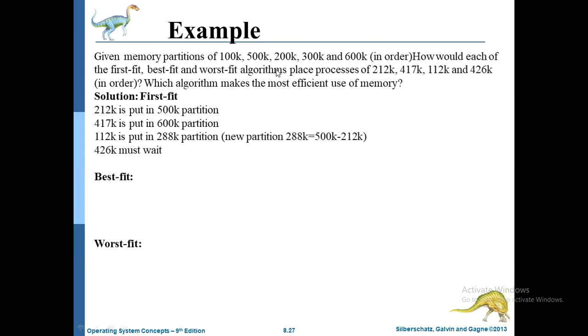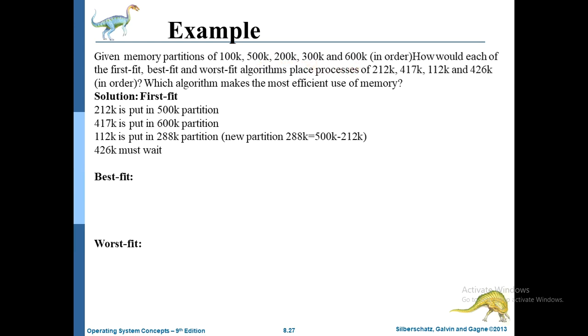Now in the multi-partition method, you can divide this 500K into two parts, one to fit 212K and the remaining is, sorry, 288K. So here the 212K is put in the 500K partition and the next partition is 100K. This is already used, so the remaining is 288K and 200K, 300K and 600K.